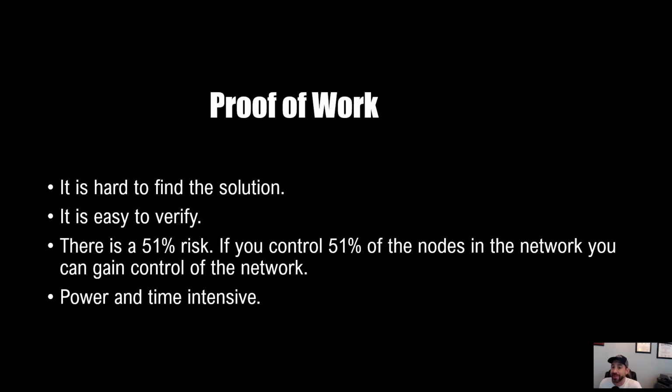Problem with proof of work, there's a 51% risk, which means if you control 51% of the nodes in the network, you then gain control of the network, and hackers and nefarious people can take over that network and do bad things. Also, proof of work is power and time intensive. You've heard a lot of people talk about the energy consumption because Bitcoin uses proof of work, and it also takes a lot of time.